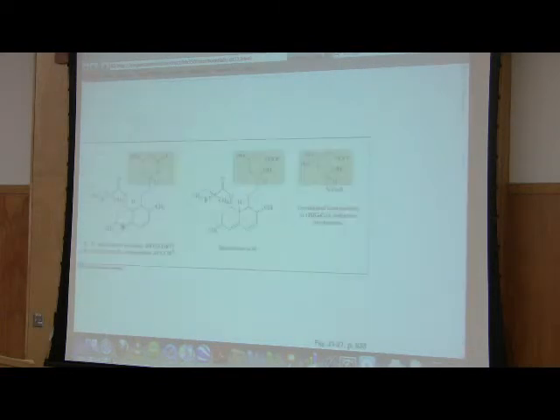Statins act here, but there are different forms of the statins, and it's actually the part of the statin that looks like HMG-CoA that binds to the enzyme. I'm not going to say more about that.